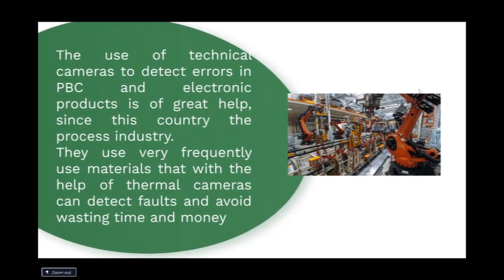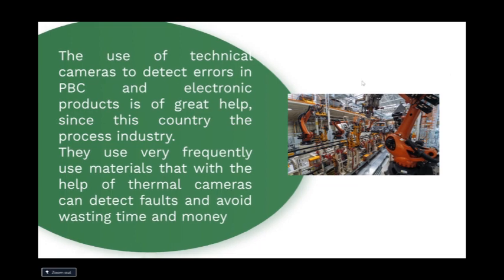How this applies in Ecuador. The use of thermal cameras to detect errors in PCB and electronic products is a great help. Since the country's process industry frequently uses materials that, with the help of thermal cameras, can detect faults, they avoid wasting time and money.